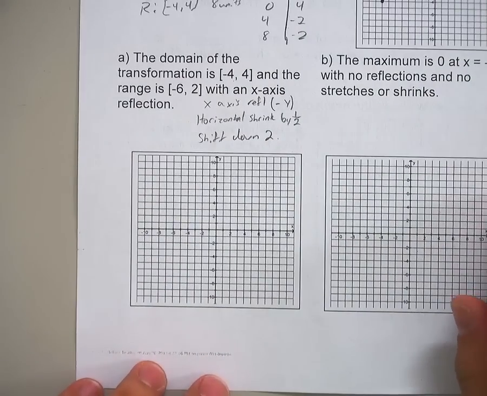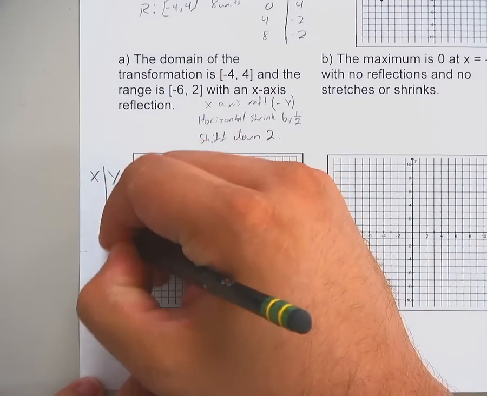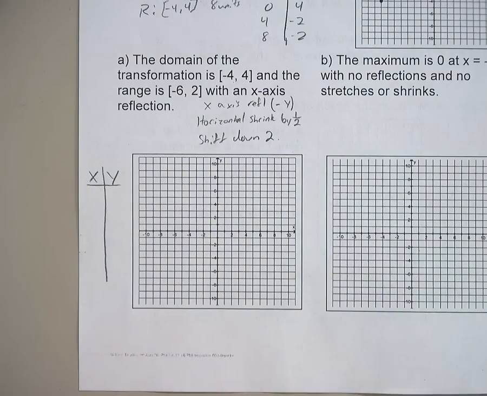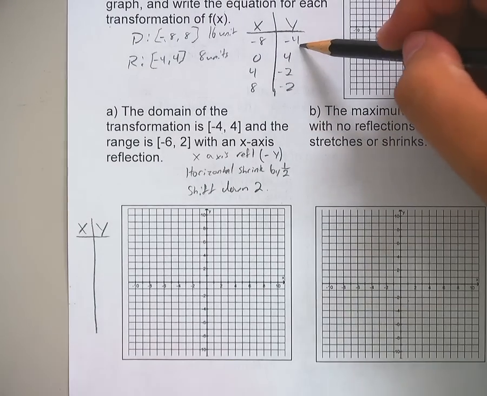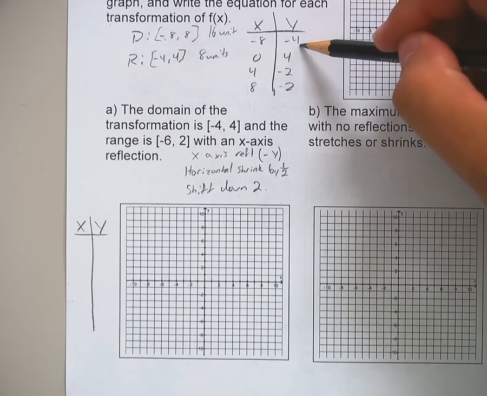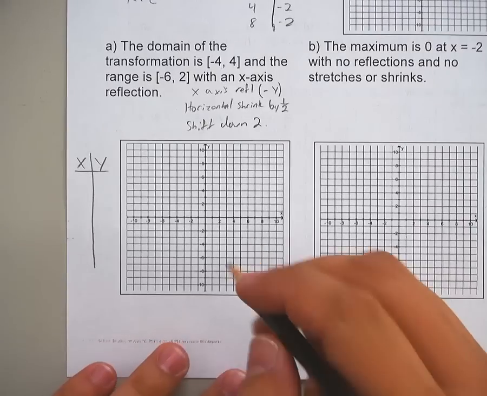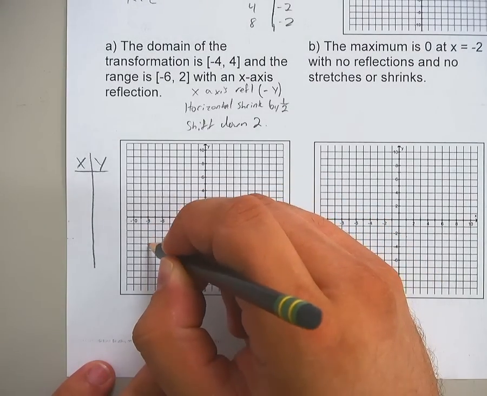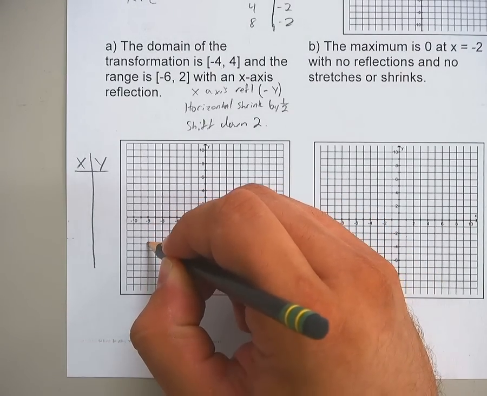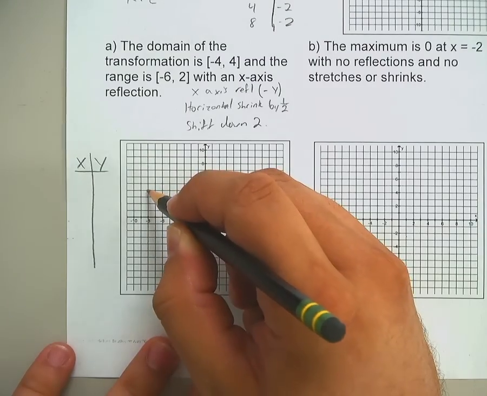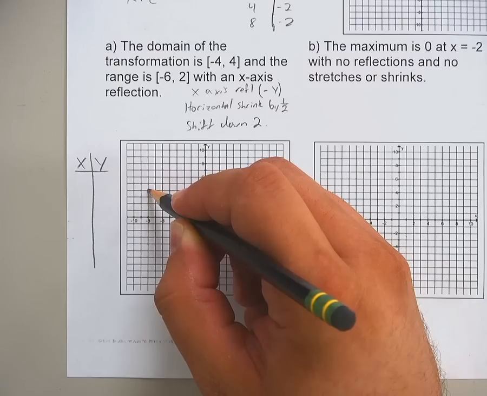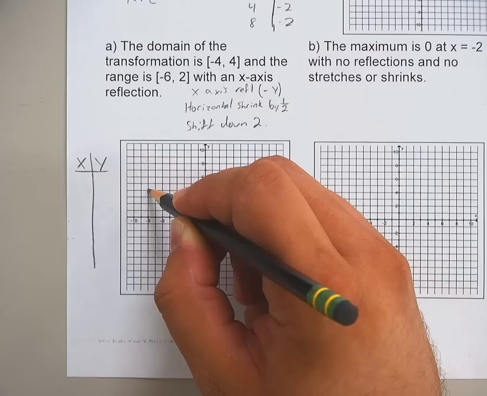Okay? So let's come up with an XY table that fits our graph. If I take my first point, -8, -4, and I'm going to do this one point at a time. -8, -4, up here. If you do an x-axis reflection, what's that going to be? So let's put your point down here. -8, -4. Do an x-axis reflection, now you're at -8, 4, right? And it says a horizontal shrink by half.